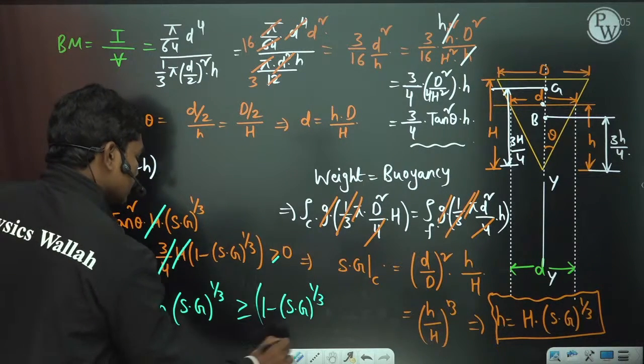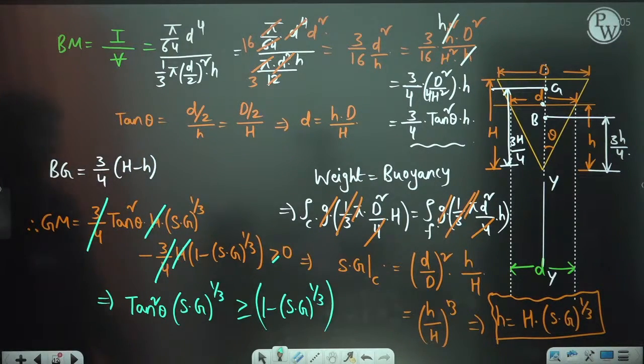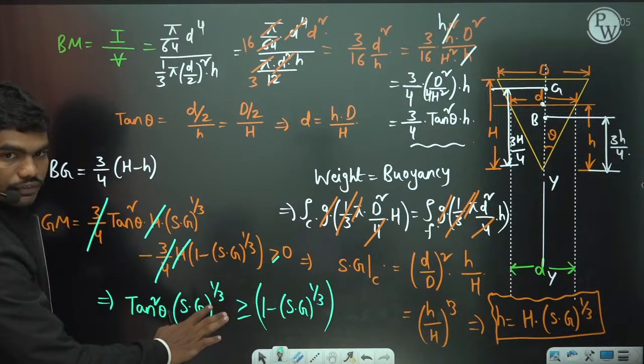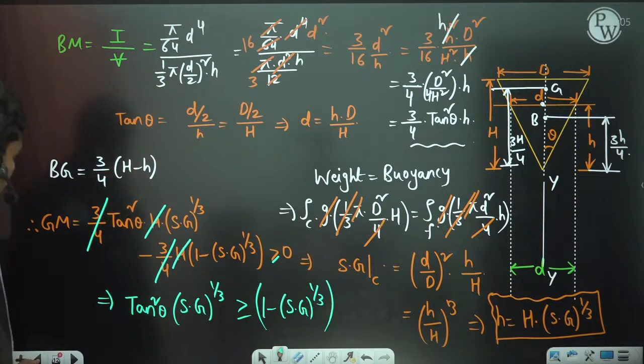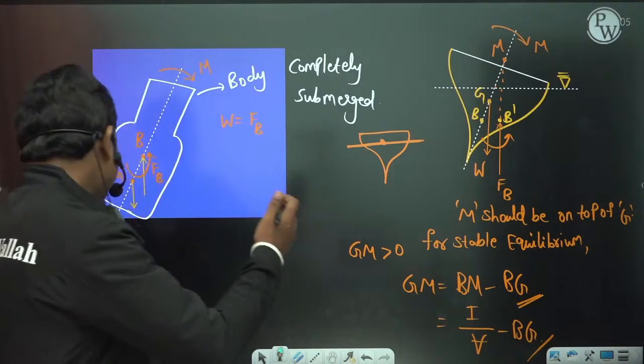So this is the value actually. From this you can get the value of theta, because the specific gravity of the cone material is given. If you simplify, you will get the tan theta value. So it's very simple. Of course, this is the explanation that I have given you.